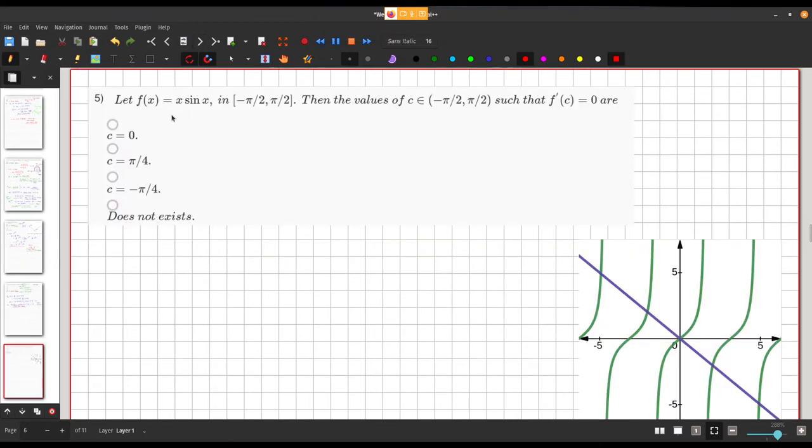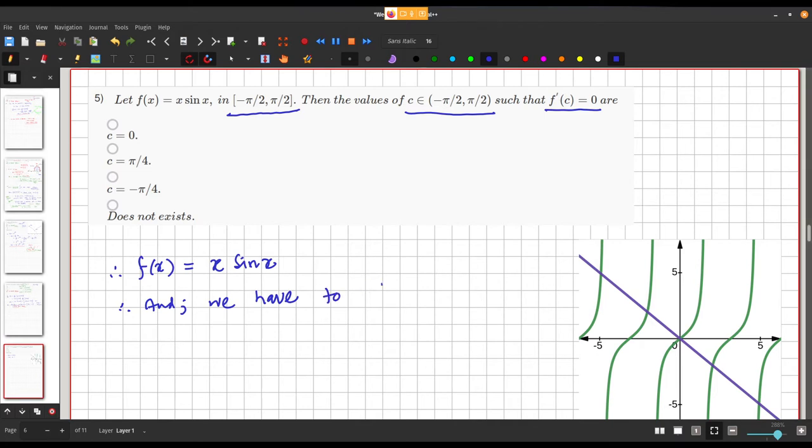So here we are again given a function f x defined as x sin x in the region minus pi by 2 to pi by 2. Then the values of c belonging to open interval minus pi by 2 to pi by 2 such that f prime c is 0. So our function is f x equal to x sin x, and we have to find f prime x equal to 0 for values of x in the region, this will be open interval, minus pi by 2 to pi by 2.